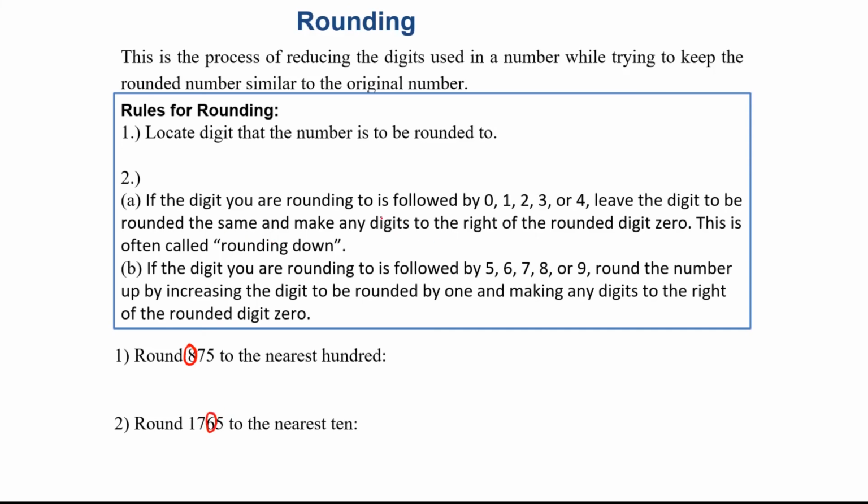If the digit you're rounding to is followed by a number less than 5, then you leave the digit to be rounded the same and make the digits to the right of the rounded digit 0. This is called rounding down. So if you're rounding this to the 100 place, then this becomes 9. And so this becomes 900 when rounded to the nearest 100 place. And then this becomes 1770 when rounded to the nearest 10.